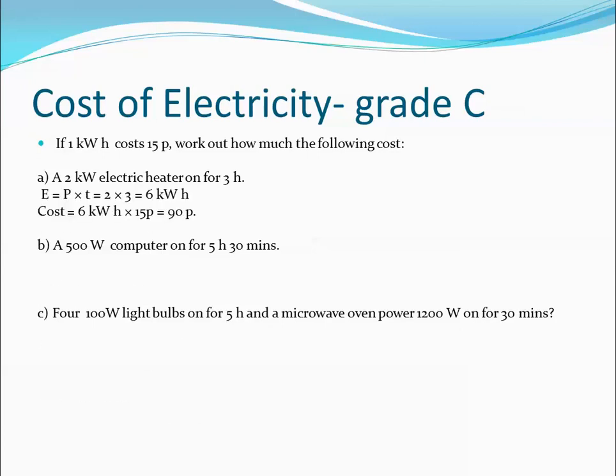So what we do first of all, we do energy equals power times time, and we work out the energy in kilowatt hours. So 2 times 3 equals 6 kilowatt hours. We know 1 kilowatt hour is 15p, so the cost is 6 kilowatt hours times 15p, which is 90 pence. Okay, have a go at B and C. Okay, so pause the video now.